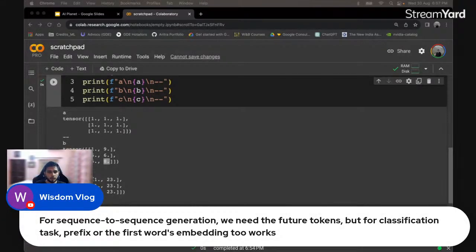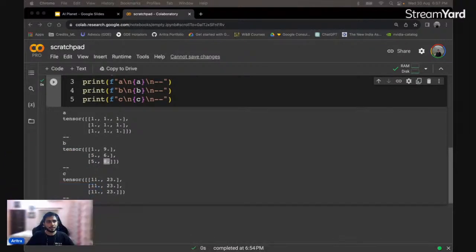So we don't need future tokens, but for classification it has the prefix or the first word embeddings too. Good answer. So that's something which I was looking forward to. Thank you for that answer.